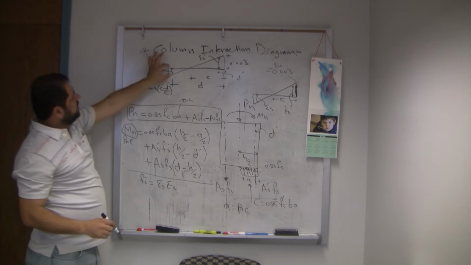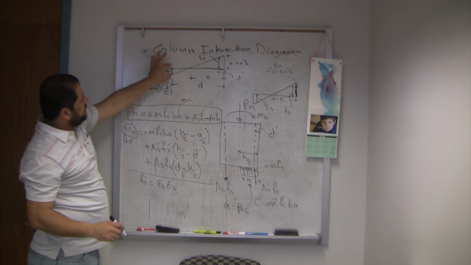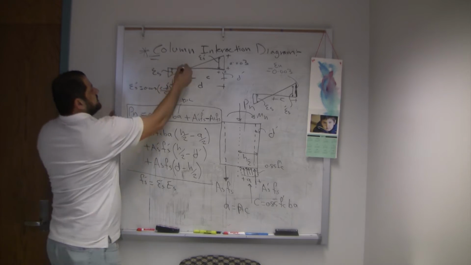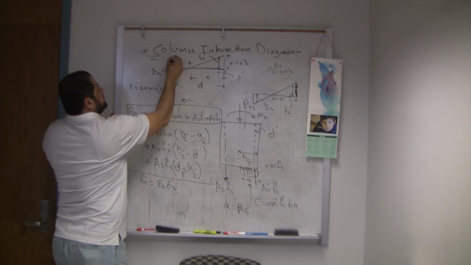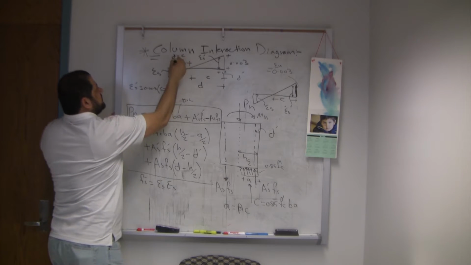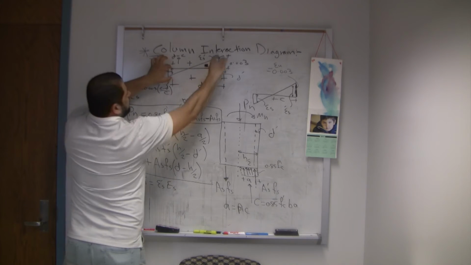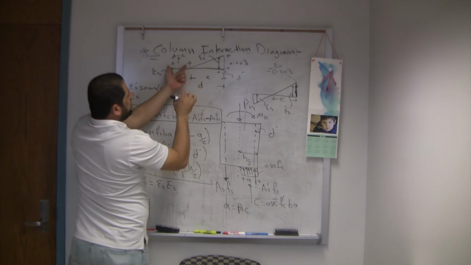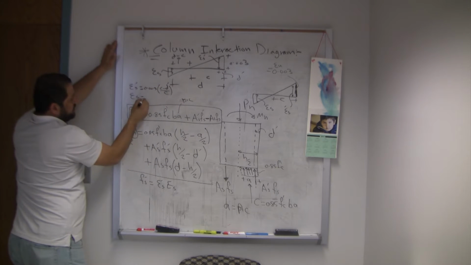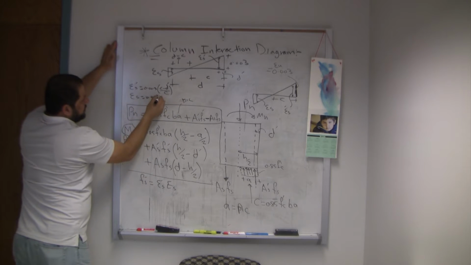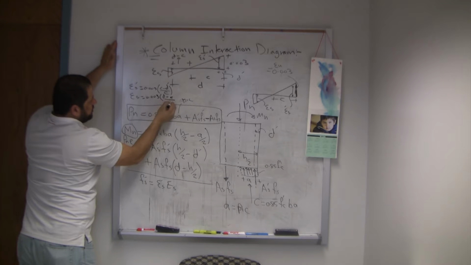Likewise, if you want epsilon S, over D minus C, so epsilon S over 0.003 equals D minus C over C. So epsilon S equals 0.003 times (D minus C) over C.